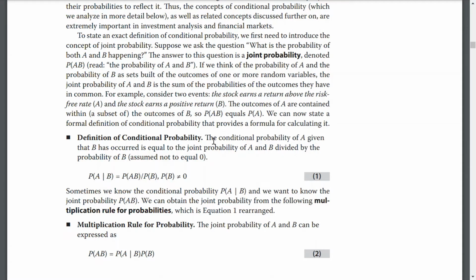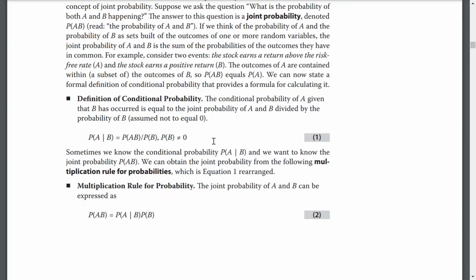We can now state a formal definition of conditional probability that provides a formula for calculating it. Definition of conditional probability: the conditional probability of A given B has occurred is equal to the joint probability of A and B divided by the probability of B, assuming the probability of B is not equal to 0. P(A|B) = P(AB) / P(B), given that P(B) is not 0. Sometimes we know the conditional probability of A given B, and we want to know the joint probability of A and B.